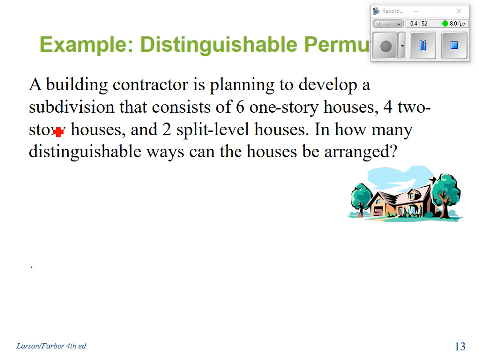A building contractor is planning to develop a subdivision that consists of 6 one-story houses, 4 two-story houses, 2 split-level houses. In how many distinguishable ways can these houses be arranged?